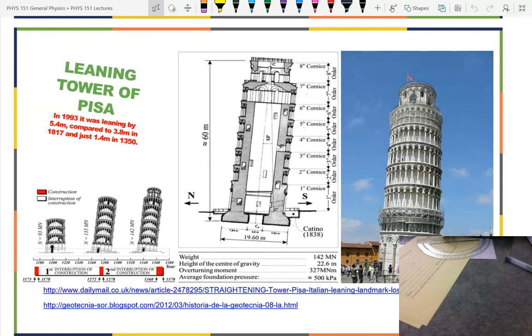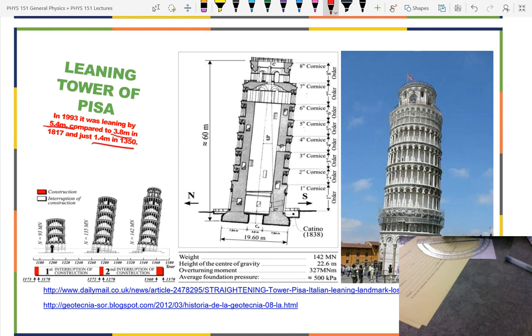Okay, so when it was first measured in 1350 to have a significant lean, it was only leaning by 1.4 meters. That is, the top was 1.4 meters offset from the base. But in 1870, just a mere 400 and some odd years, obviously a long time, it had gone up to 3.8 meters. In 1993, the rate of lean had increased, so it was up to 5.4 meters.